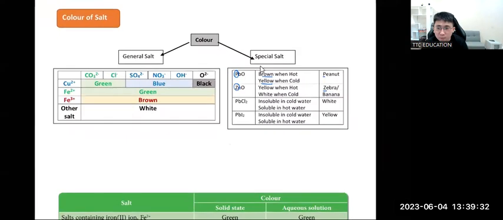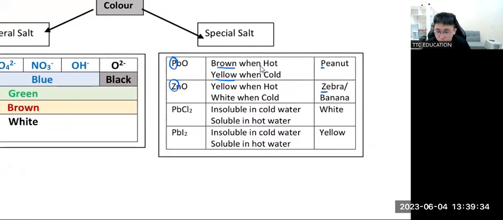Important. PbCl2 is white, PbI2 is yellow. These two colors are fixed. But for these two salts, the color doesn't change, but the solubility changes. It means insoluble in cold water, soluble in hot water. This type of salt, PbCl2 and PbI2, if I throw it into hot water, it disappears.